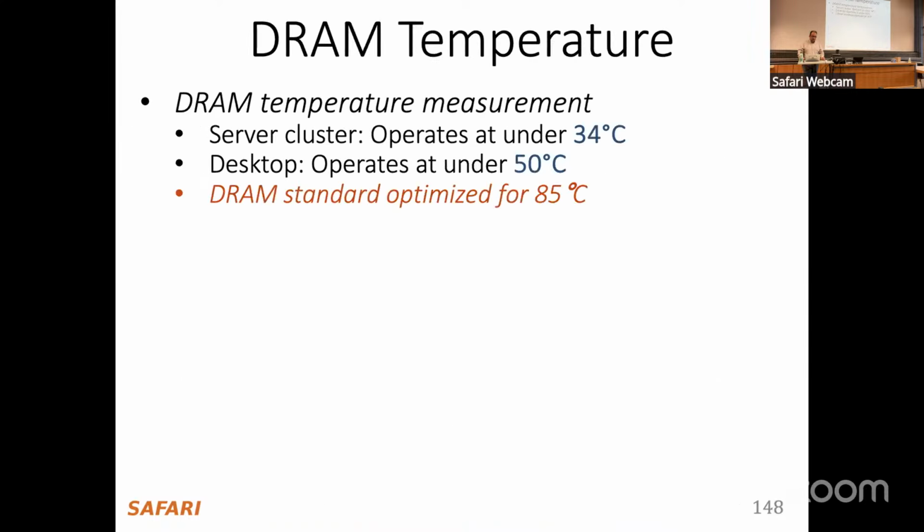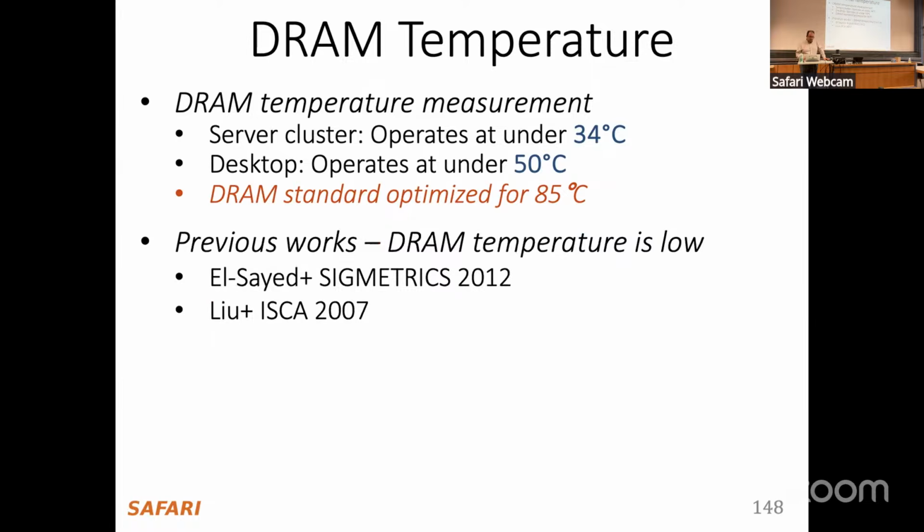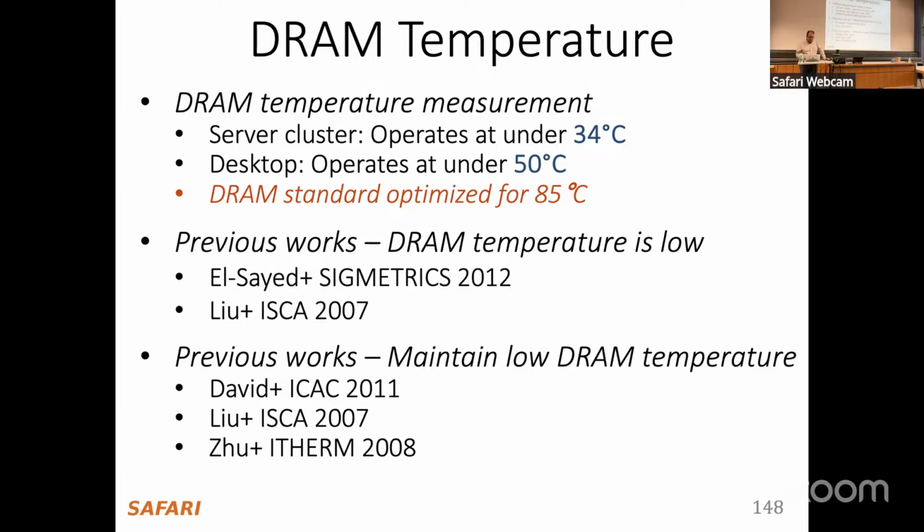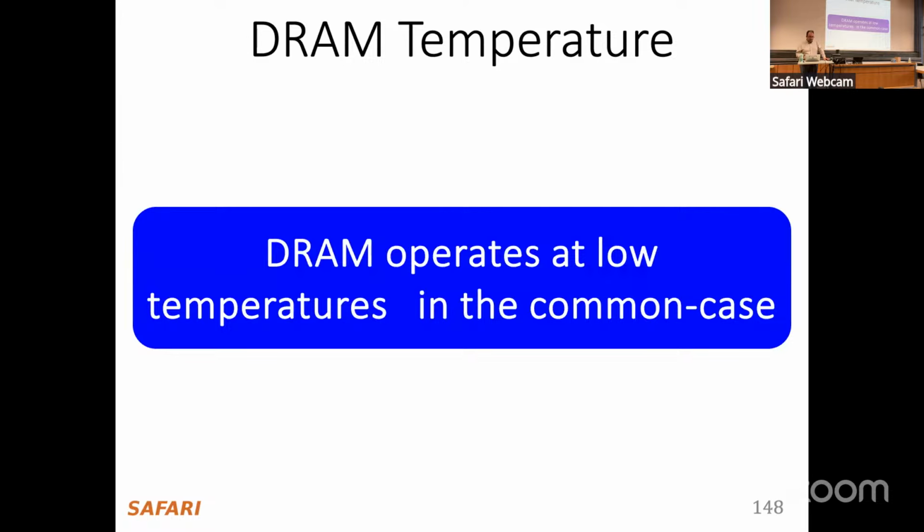Here, what I was talking about today, DRAM temperature, we actually measured temperature. In server clusters, DRAM usually operates under 34 degrees Celsius, and in desktops under 50 degrees Celsius. However, the standard is optimized for 85 degrees Celsius. So there is a huge margin here that we can optimize. Prior work has also shown results about these different temperatures.